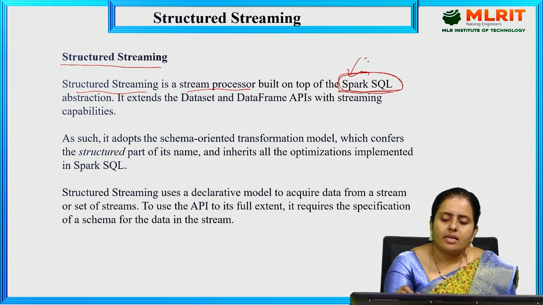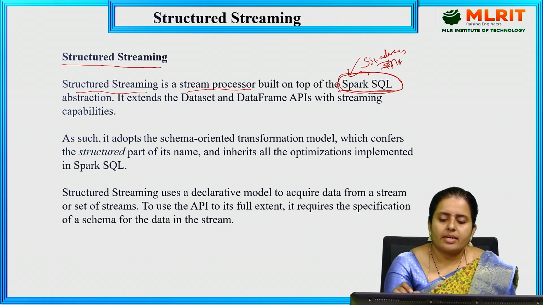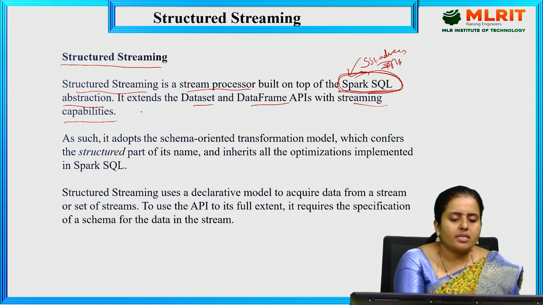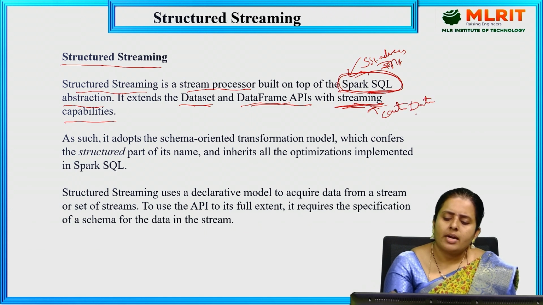So we can say structured streaming is an advanced version that adds more features. That is the reason it is built on top of the Spark SQL abstraction. It extends the Dataset and DataFrame APIs with streaming capabilities. Streaming capabilities here means we are storing the continuous flow of data into datasets or data frames.